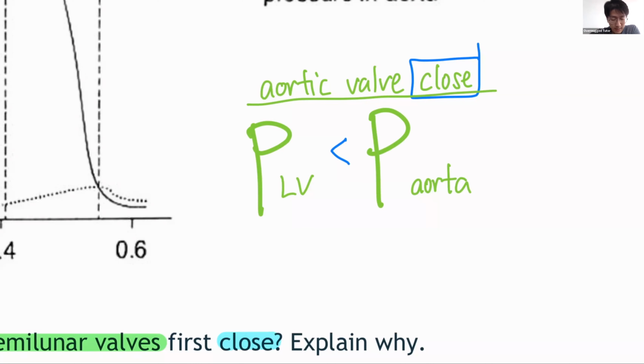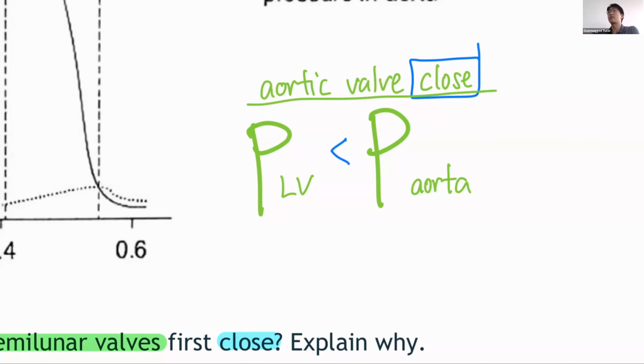Let you all write down first, then I continue with this explanation here. So how do we understand this? How do we put this into a coherent sentence? The aortic valve closes when the pressure in the left ventricle becomes smaller than the pressure in the aorta. Done. That's it.